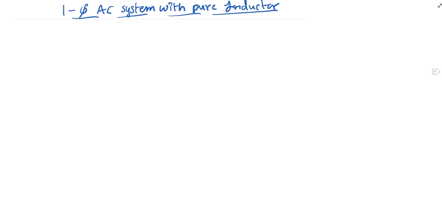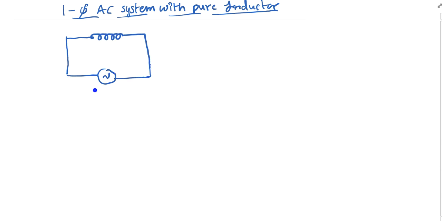So come to this diagram here. Let us consider the single phase AC system here, which has a pure inductor. So this is my inductor, which is connected to a single phase AC system, and V is equal to Vm sin omega t. Due to this voltage, the current I is produced in this circuit, and this is the inductance L. It is an inductive coil, you can say.